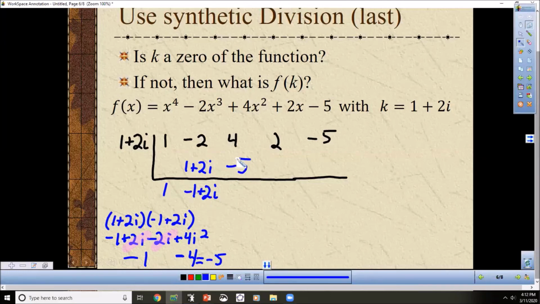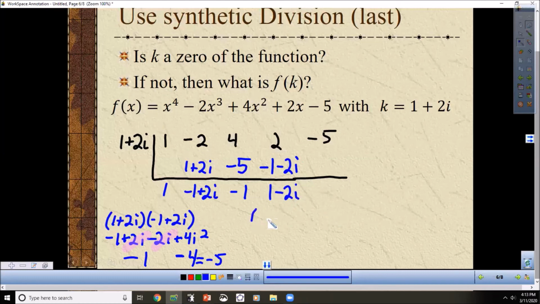So that multiplication took a bit. Let's continue our add multiply process. 4 plus -5 is -1. This multiplication should be pretty easy. The complex number times -1 is -1 minus 2i. Be sure and distribute that -1. These add up to the complex number 1 minus 2i. And now we've got to do the multiplying again.